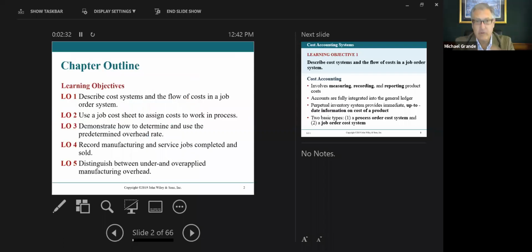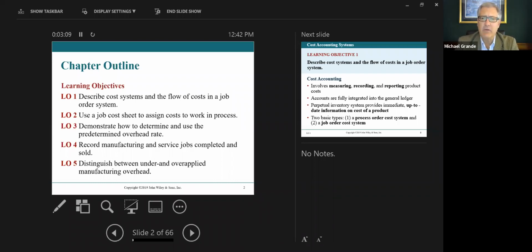Here are our broad learning objectives. Number one, we're going to describe cost systems and the flow of costs in the job order system. Use a job cost sheet to assign costs to work in process. So we have two things going on here. We have general ledger accounts, which you're familiar with, also known as T accounts. And then we have job cost sheets, where we accumulate the cost for each particular job that we're working on. We're going to show you how to calculate predetermined overhead rates.